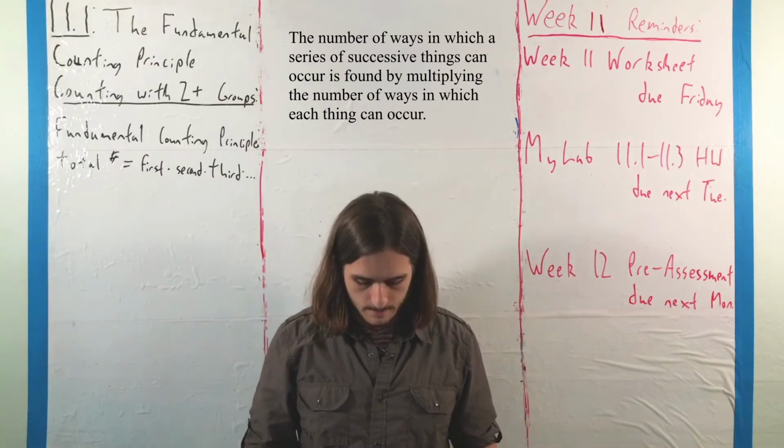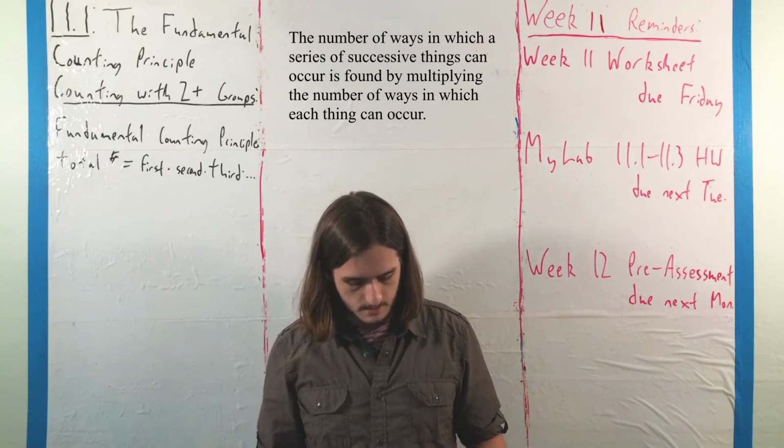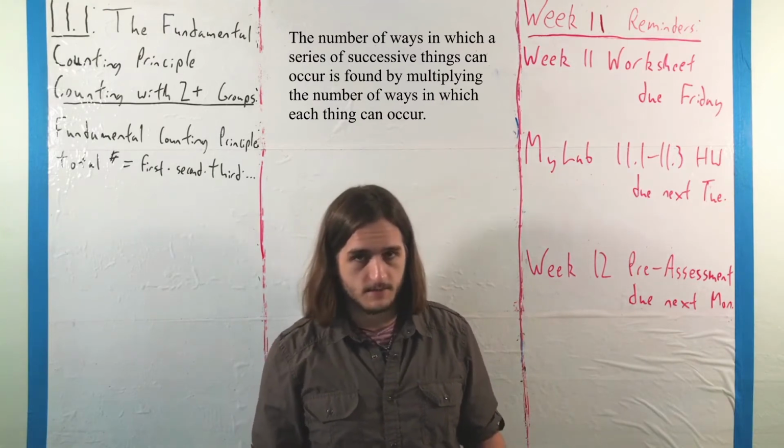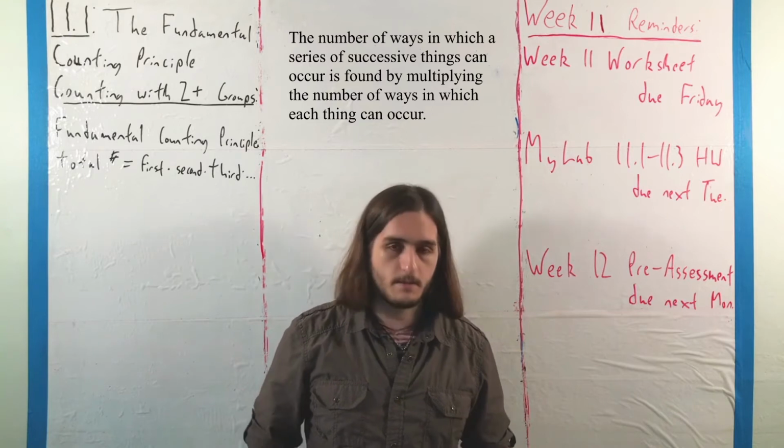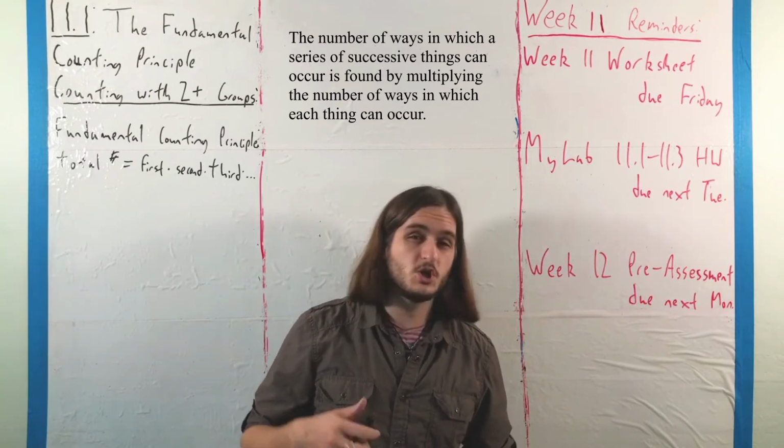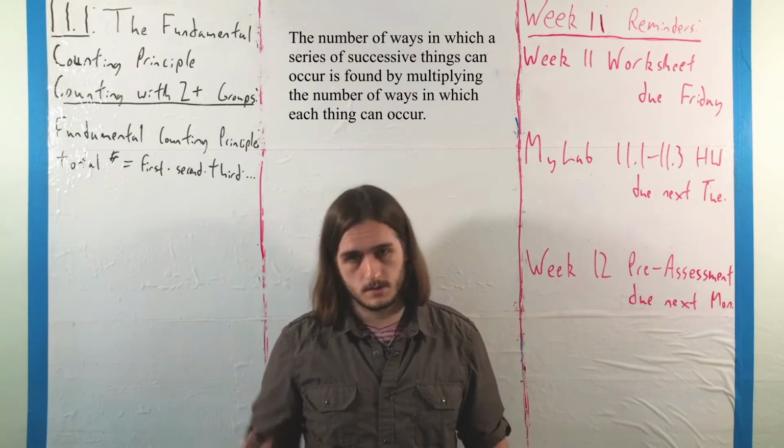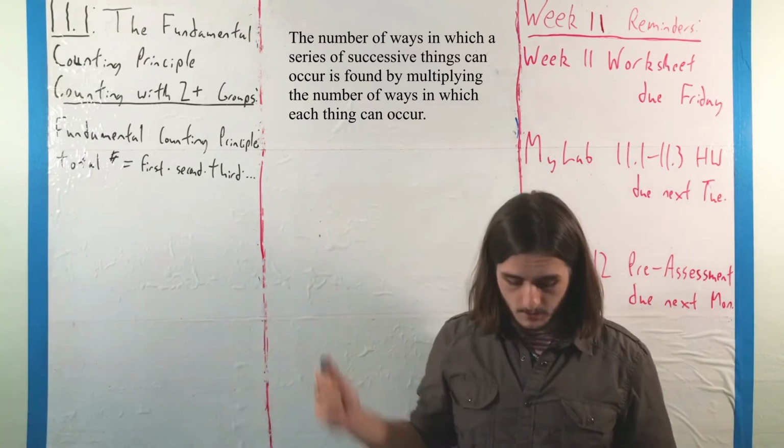More exactingly, we could say that the number of ways in which a series of successive things can occur is found by multiplying the number of ways that each thing can occur successively, found by the descending product.